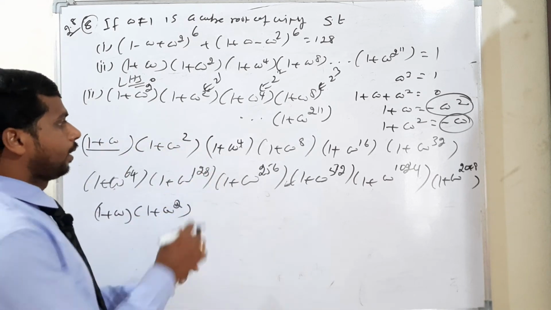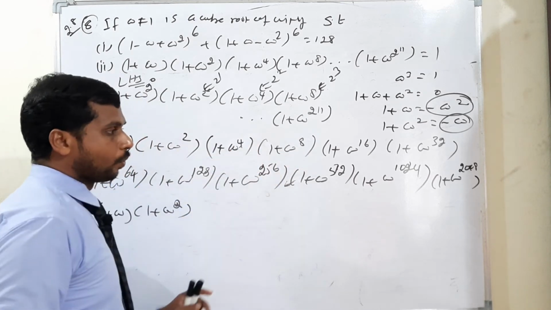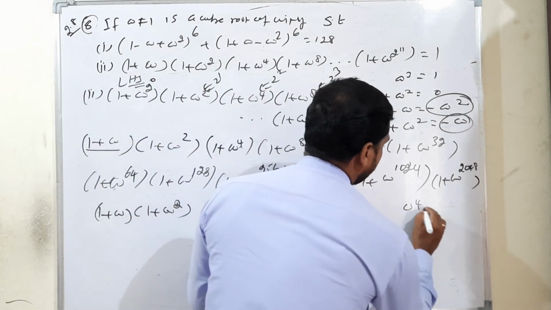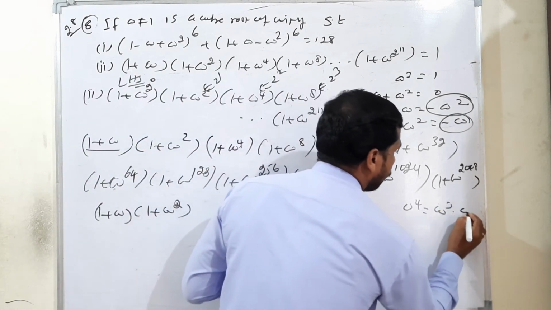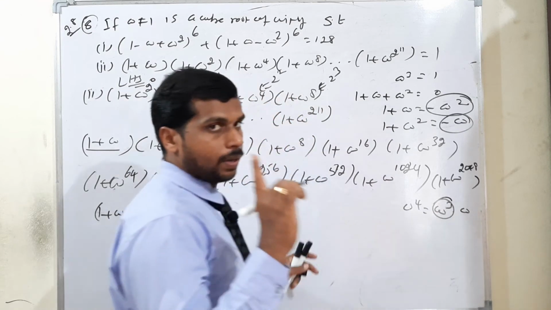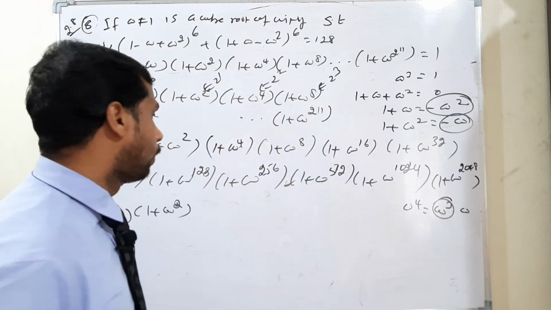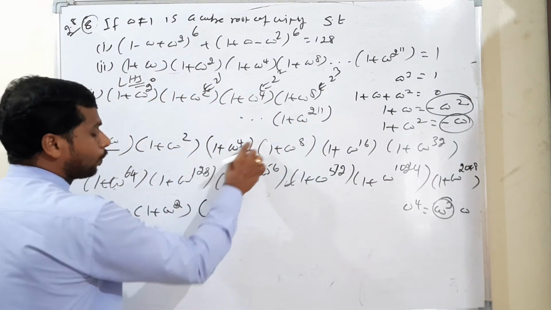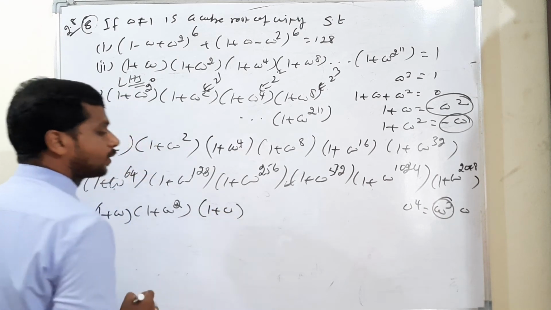Second pair, omega power 4. What is the meaning of omega power 4? Omega cube into omega. Already we know cube root of unity means value will be 1. So 1 into omega means omega only repeats. Therefore, instead of 1 plus omega power 4, I will write 1 plus omega only.